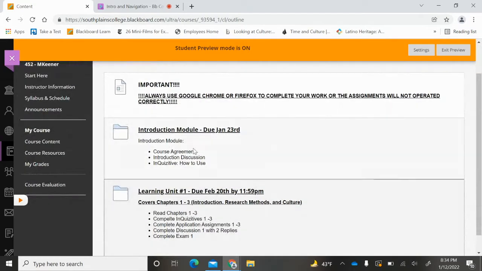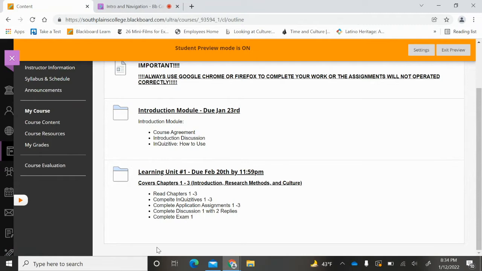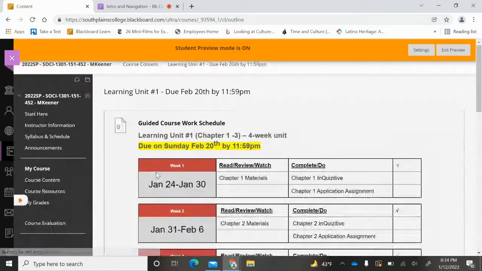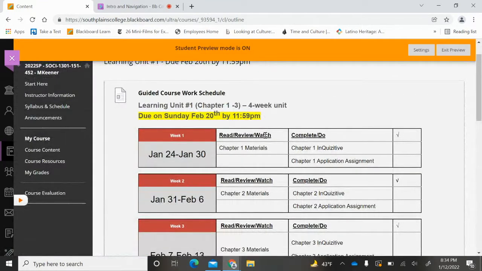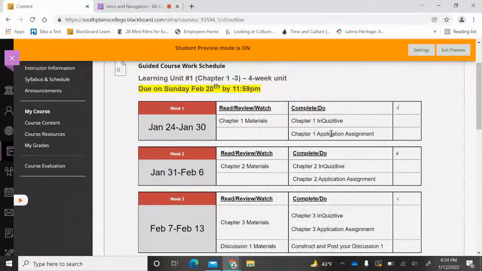As I mentioned, you have everything broken into folders and then broken down even further. So you have your introduction module, which is the first set of small assignments that are due, and then you have Learning Unit 1, and then as the course progresses, at the bottom here, you'll see Learning Unit 2, 3, 4, and then your final exam. I'm going to click into a learning unit just so you can see what that looks like. Once you click in here, the first thing you're going to see is the guided work schedule for this learning unit, okay? What you should be doing each week. All right, just because it's not due, this is what you should be doing.